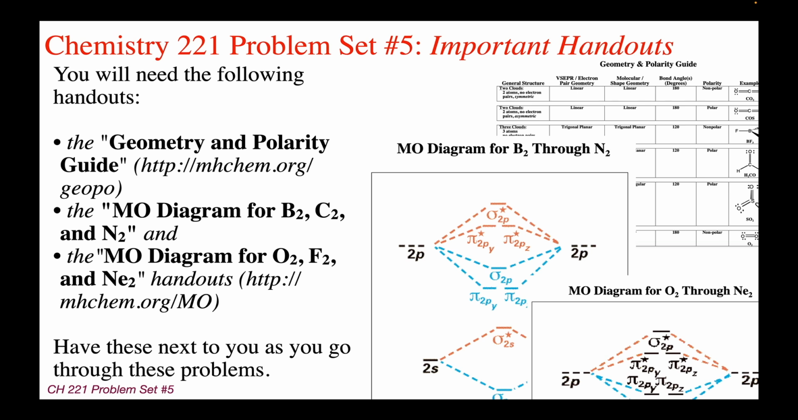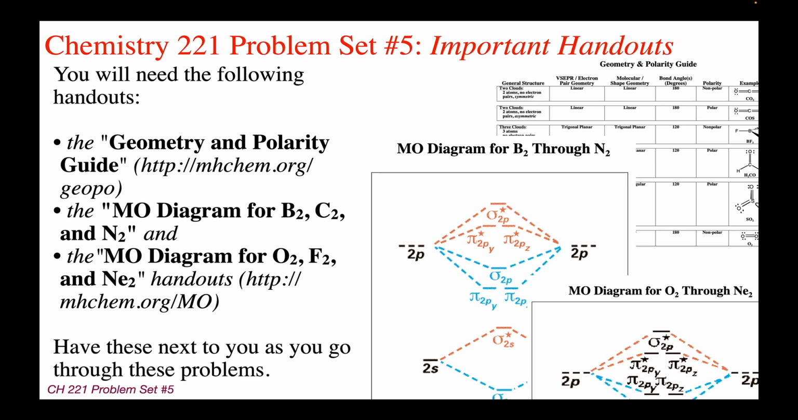For this problem set, you're also going to need 2 molecular orbital diagrams. There are 2 separate ones we're going to use a lot. One is for boron, carbon, and nitrogen, so the MO diagram for B2 through N2, as well as a molecular orbital diagram that works for oxygen, fluorine, and neon, the MO diagram for O2 through Ne2. And make sure you have copies of these next to you, as well as the periodic table. You'll need them as you go through it, and it'll make more sense if you have them to look at.